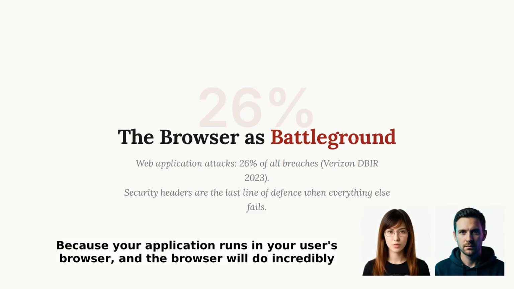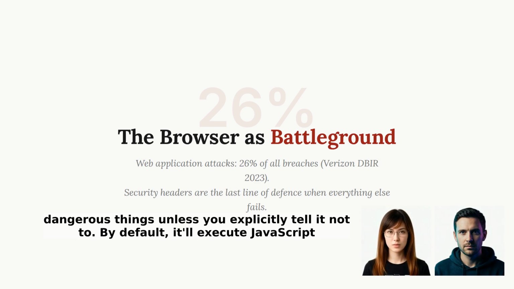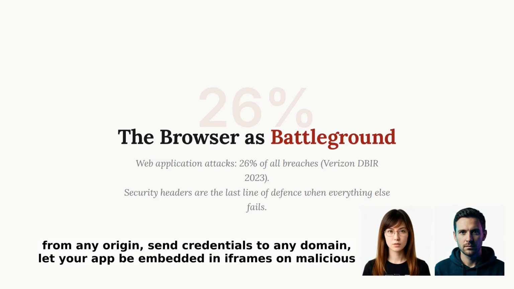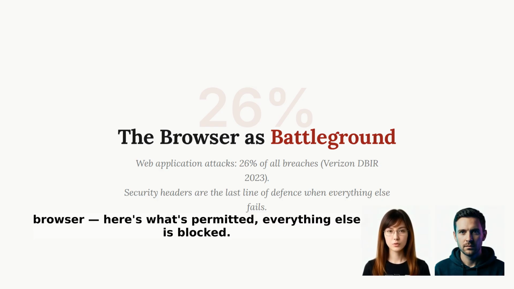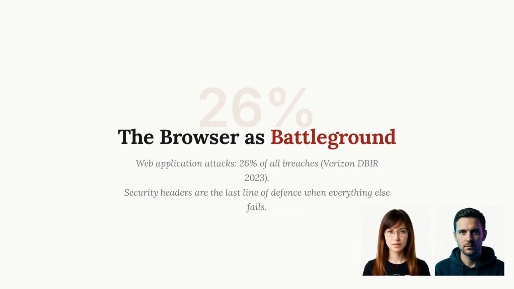Because your application runs in your user's browser, and the browser will do incredibly dangerous things unless you explicitly tell it not to. By default, it'll execute JavaScript from any origin, send credentials to any domain, let your app be embedded in iframes on malicious pages, and connect over plain HTTP if asked. Security headers are your instructions to the browser. Here's what's permitted, everything else is blocked.